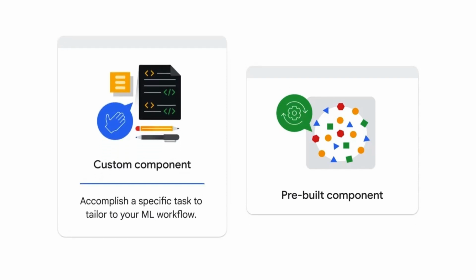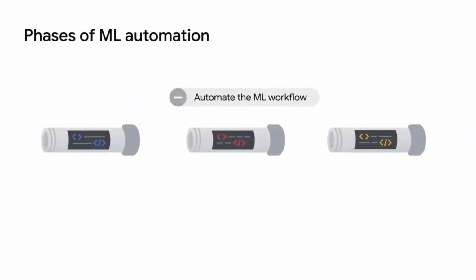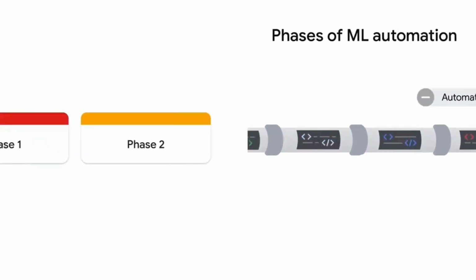If you want to accomplish a specific task to tailor your ML workflow, such as determining a special threshold for model deployment, you may need to code a custom component. Before doing so, check the pre-built components offered by Google Cloud. You may find a pipeline component to reuse or customize to suit your needs. Learn more about using Google Cloud pipeline components in your pipeline in the reading list. All these components are like pieces of an ML pipeline. You need to assemble them together to automate the entire ML workflow.